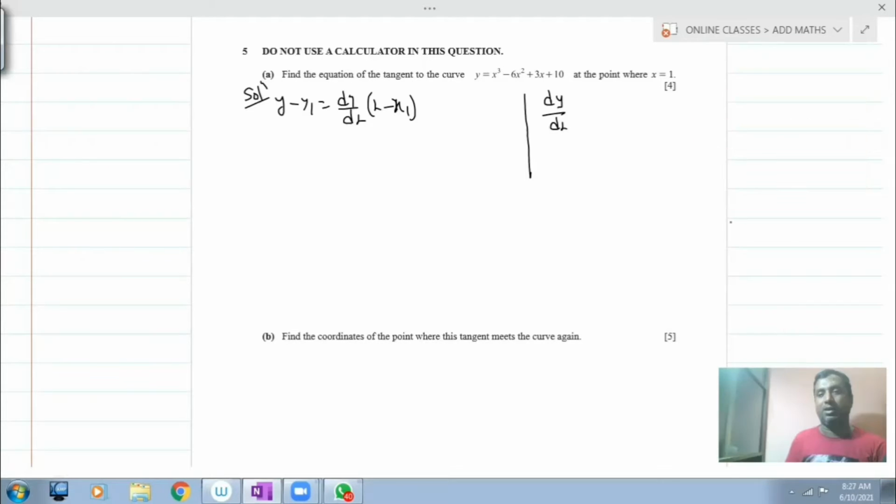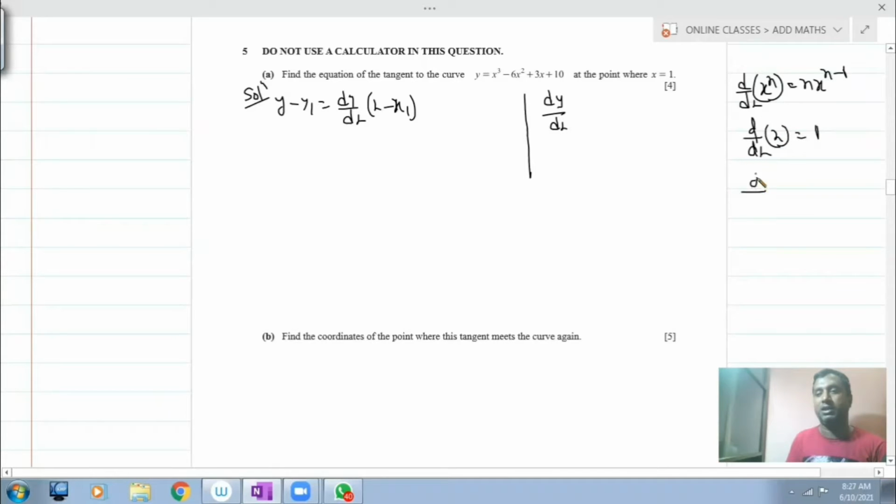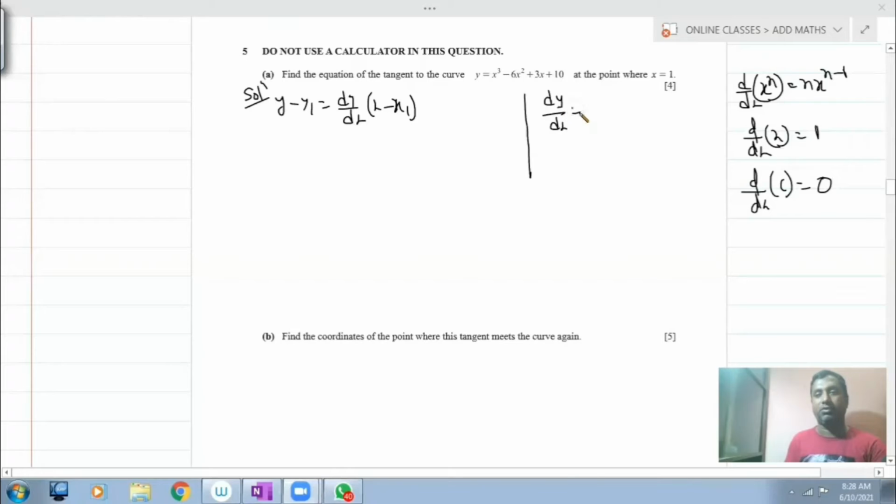So we know that d/dx of x to the power n equals n x to the power n minus 1. d/dx of x is 1. d/dx of some constant is 0. We are differentiating with respect to x. So we should know the formula to do this maths. Now dy/dx equals, for x cubed, that is 3x squared, minus 2 times 6, that is 12x, plus 3x differentiated is becoming 3, and 10 differentiated is 0.